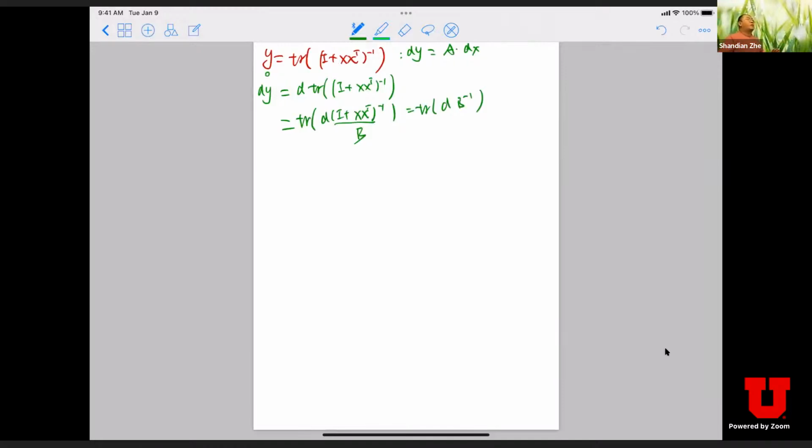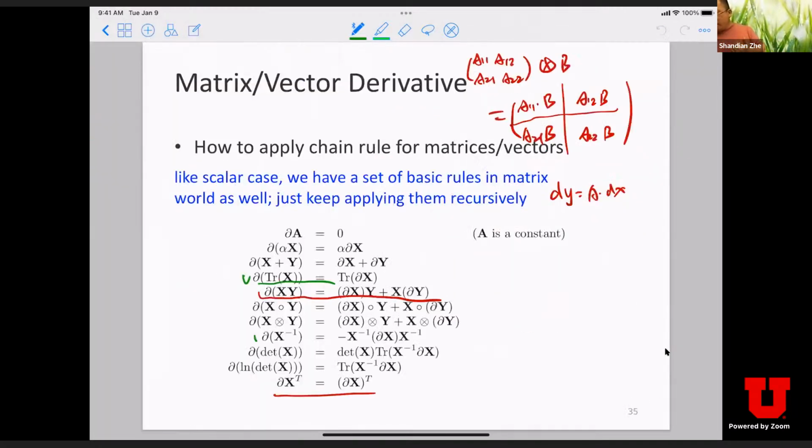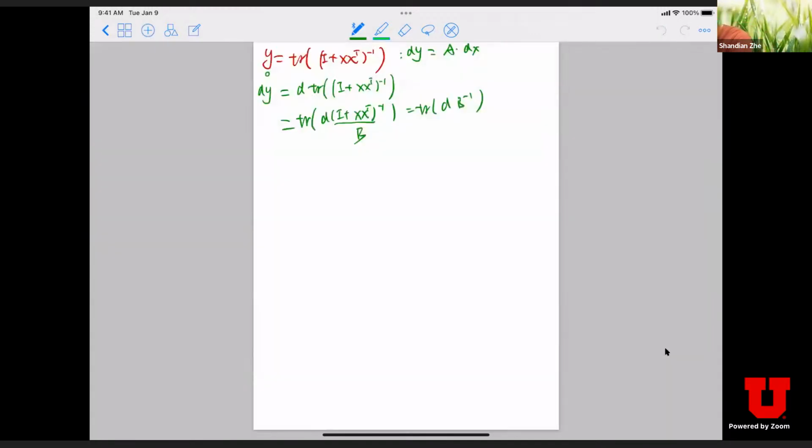So now we have to deal with the derivative of the inverse matrix. That's something we have just mentioned, and we found the item in our dictionary: the derivative of X inverse is minus X inverse dX X inverse. So we apply this rule here, and it is equal to minus B inverse dB B inverse. This minus sign is really annoying inside the trace operation, so I'm going to move it out, and it will give you minus trace.